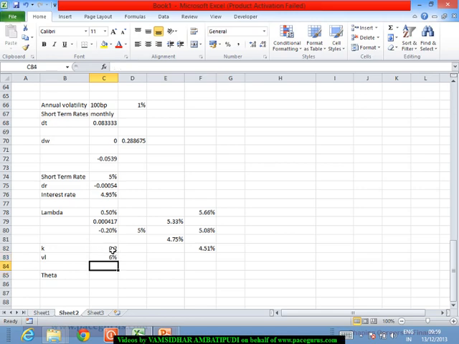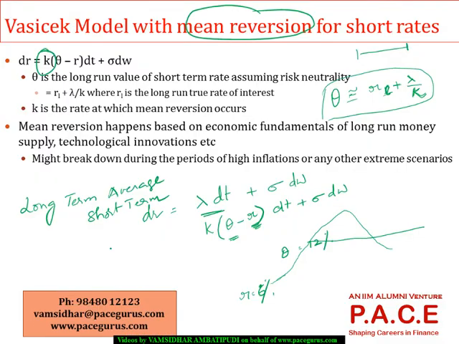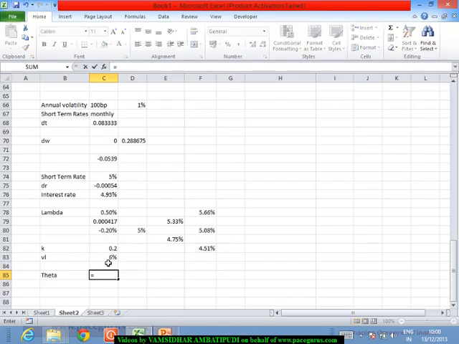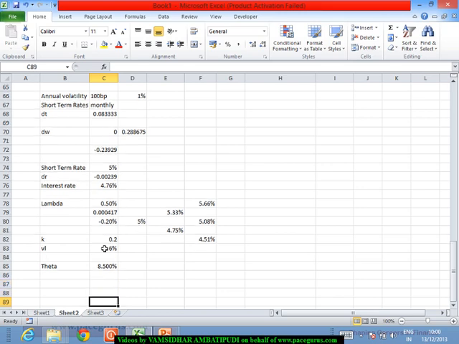So the 0.2 is the factor with which the short term rate is approaching the long term average short term rate. Using this formula, I can compute the theta. From this, the theta comes out as 6% plus the lambda, which is the average annual drift, divided by the K. So as per that formula, our theta is somewhere around 8.5%, meaning the long term average short term rate is 8.5%.